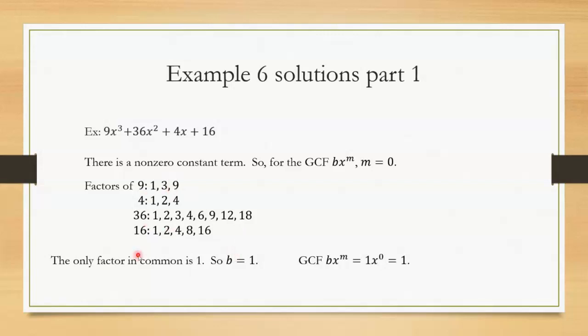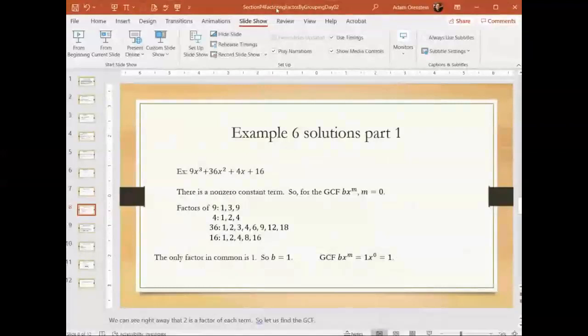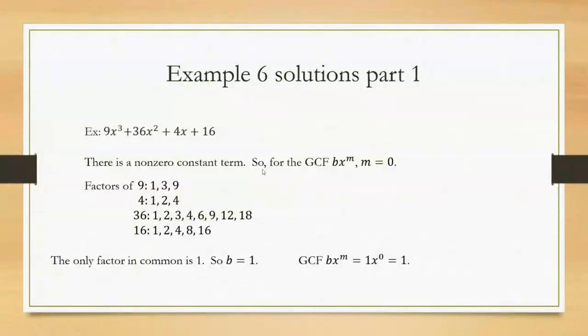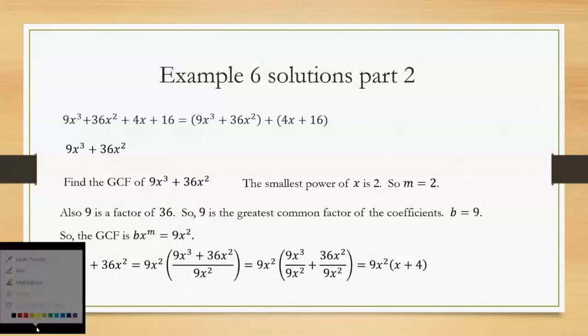And again, looking at the list, you can see that the only common factor among these four, among the coefficients and the constant term, is a 1. So 1 would be our B, the greatest common factor among the coefficients. Hence, the GCF is just 1 times x to the 0, which is 1. If you can't see the slides, again, please say something. So, okay, so that's our GCF.